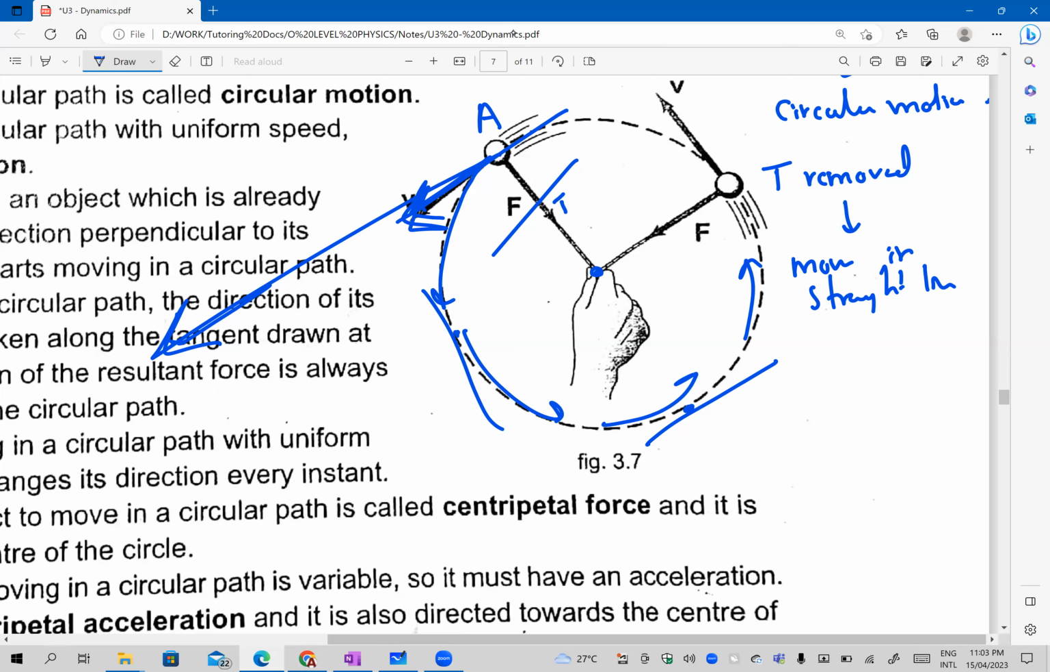Similarly, this one is an example of circular motion. The result is that an unbalanced force will always cause the object to deviate from straight line motion. It's not going to let the object move in a straight line, right? An unbalanced force is what? It is a resultant force.